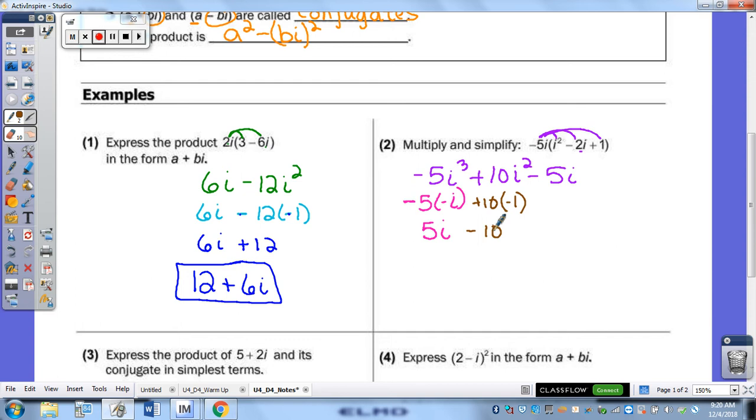And then our -5i, can we reduce that at all? No, that's already as reduced as far as it's going to be. So I'm just going to bring that down. Nothing else can be done to that one. So now let's combine our like terms. And when we do so, what happens to our 5i's? They cancel. Positive 5i minus 5i would be 0. So all that's left there is your -10.